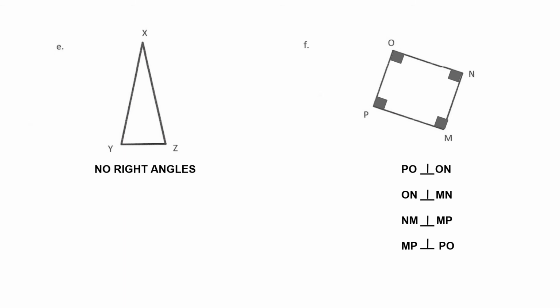Now this is rotated, but this is a rectangle. So obviously there are 4 right angles. So we have PO, ON, because this is where the right angle is. So PO is perpendicular to ON. And then ON is perpendicular to NM. Oh, I did this wrong. This should be NM, because that's where they're perpendicular. So I actually did this wrong, didn't I? That's a mistake. And then NM is perpendicular to MP. And finally, MP is perpendicular to PO.